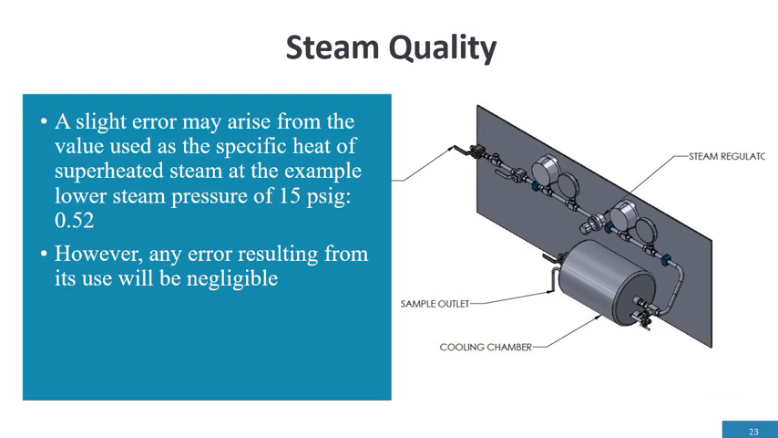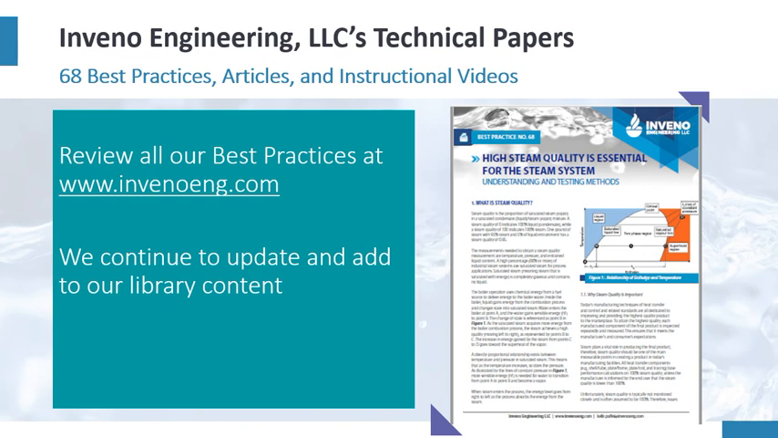Slight variations may arise from the values of specific heat of superheat. For example, we used a specific heat of superheat at 15 psi of 0.52, but it's very, very minor. So anyway, this is the best practice. This is up at our website. This will go through in much more detail than what I was explaining here in the video.